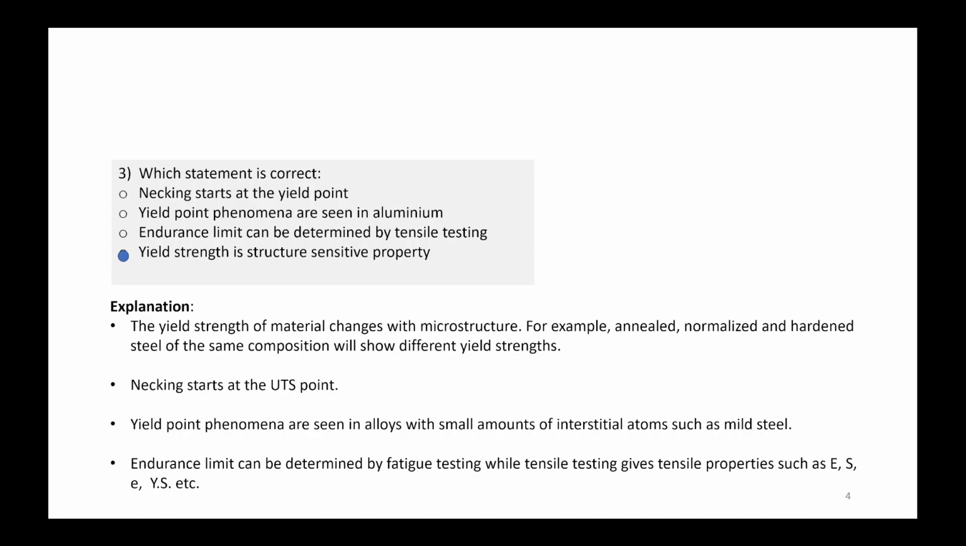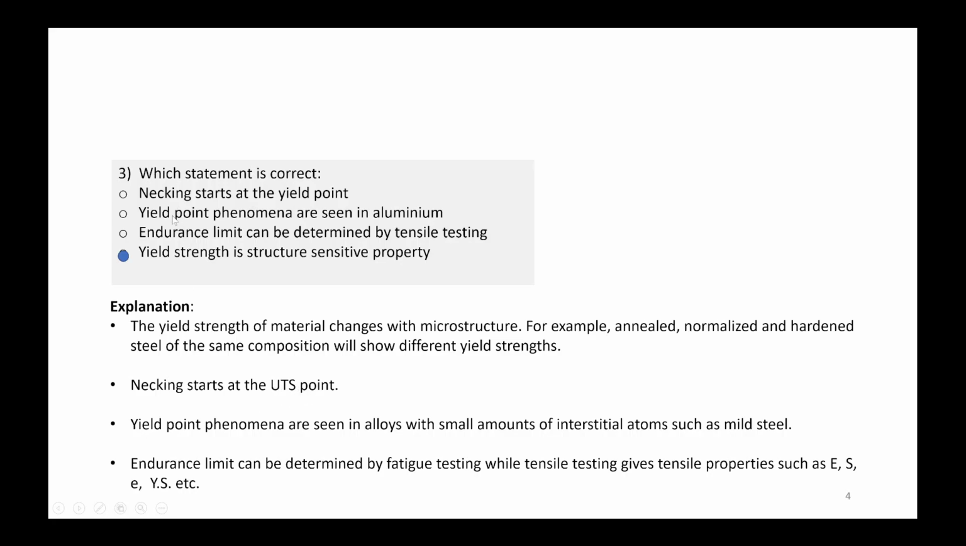It can be explained this way: if we apply annealing, normalizing and hardening to three different steels with the same composition, we will see that all three have different yield strengths. Yield strength of a material changes with microstructure because these three will have different microstructures. The other statements can be corrected as follows. Necking starts at the yield point? No, it doesn't. It starts at the ultimate tensile strength point.